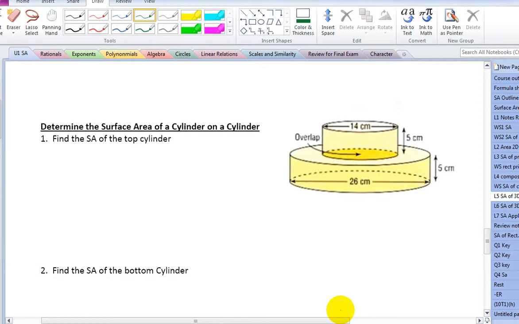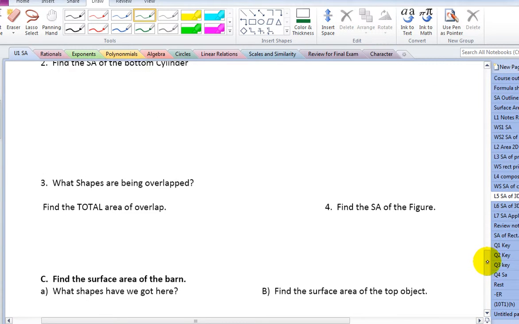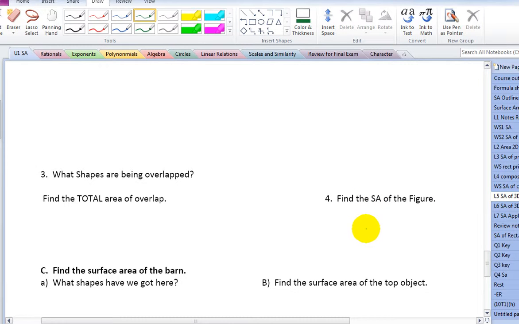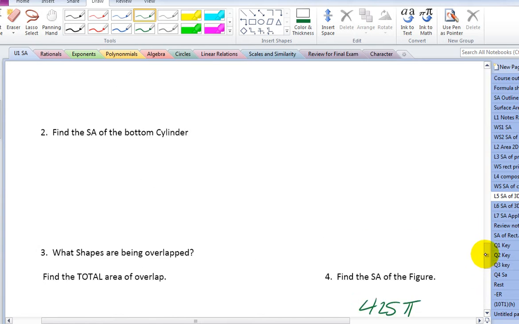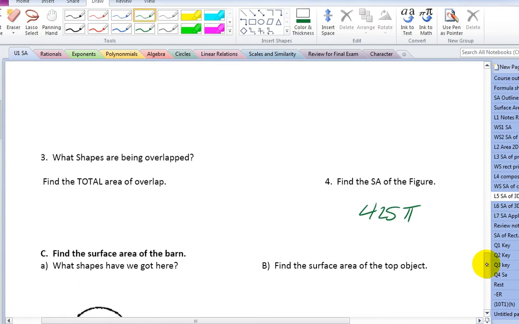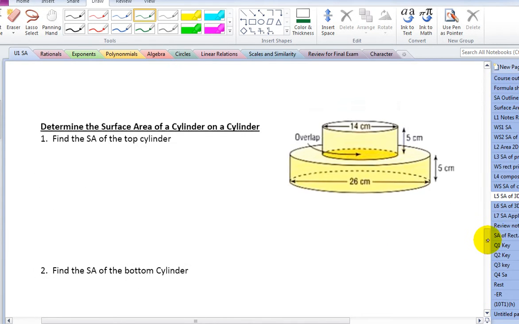Okay. So here we have 2 cylinders overlapping. Because they're both cylinders, when you're done, your final surface area would be like 425 times pi. Don't go to your decimals. Okay? Let's see how much time we got. Okay. We're going to go pretty quickly with this one, all right? We already practiced a cylinder once, so I'm going to go quickly with the cylinders.